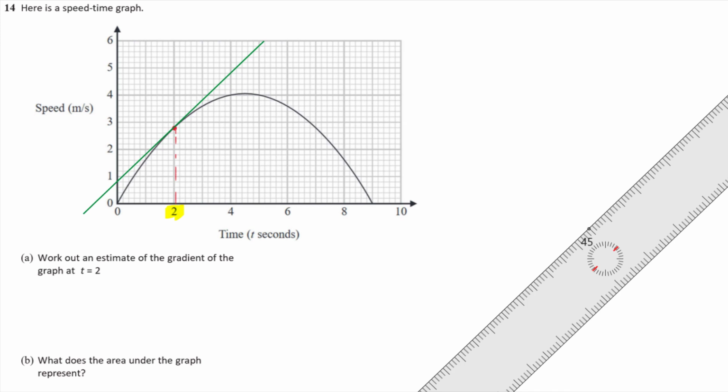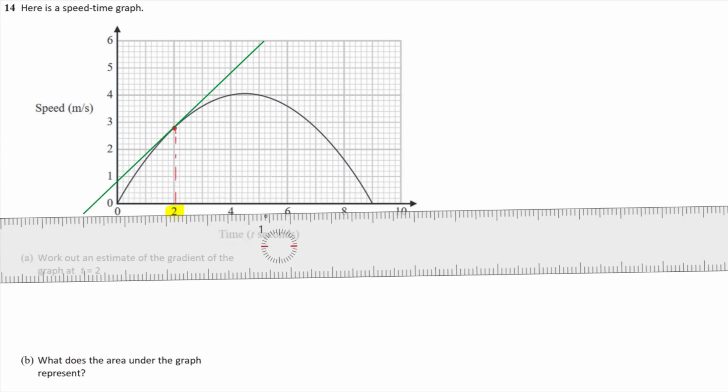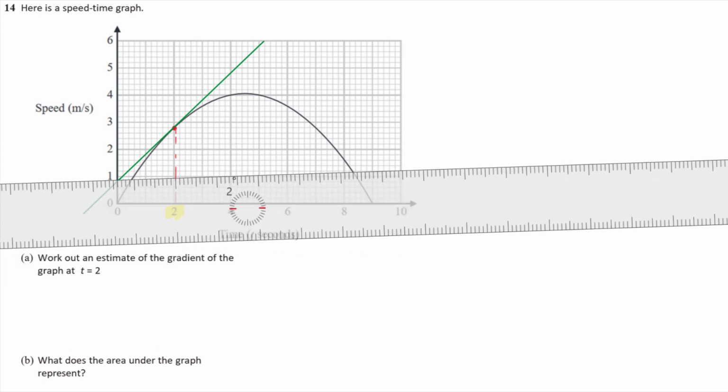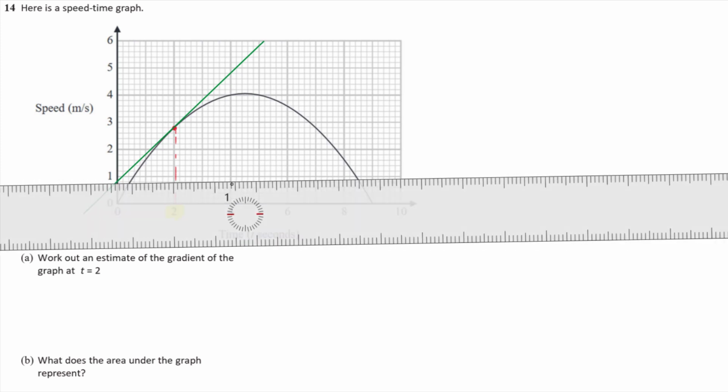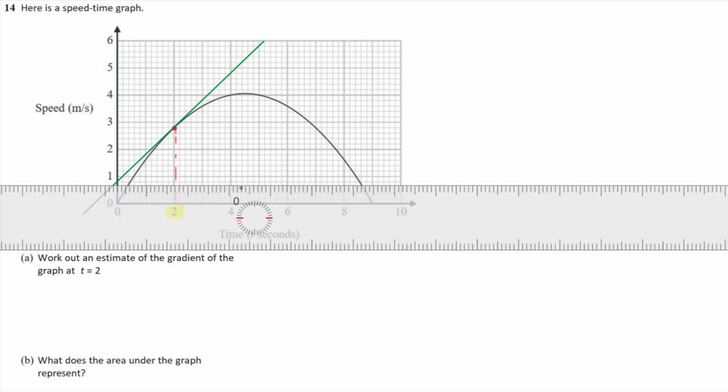All right, and then we need to work out the gradient of that line and use that as an estimate of the gradient of the actual shape. So I'm going to take points that I can easily read off this graph and work out change in y divided by change in x. I think I'm going to start at 0 and go up to 4. That makes sense. If I draw a triangle from where that gradient is at time 0, it's about 4 squares up.